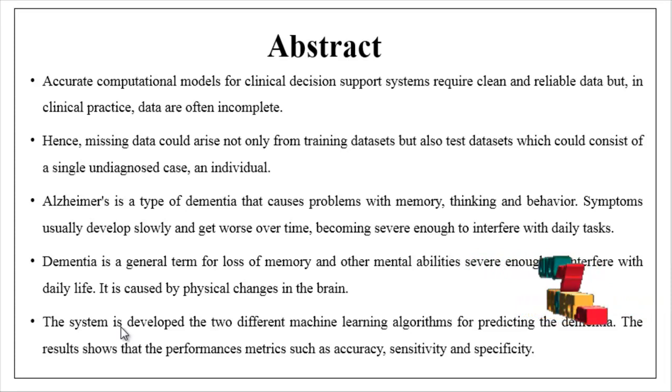The system develops two different machine learning algorithms for predicting dementia. Before that, they have removed the missing data from our dataset. The result shows performance metrics such as accuracy, sensitivity, specificity, precision, and correlation for our input data. So this is the overview of our project.